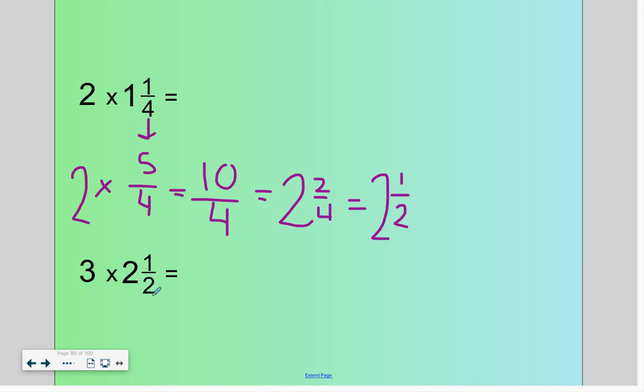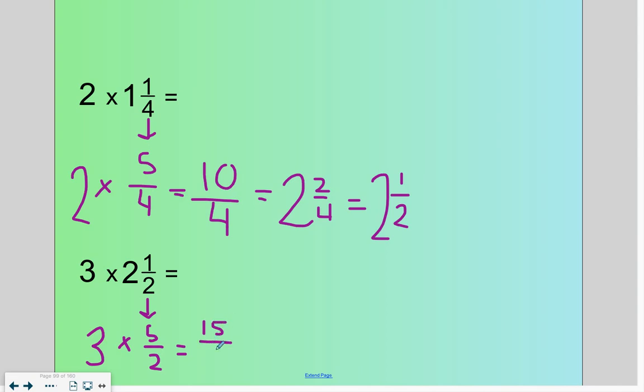3 times 2 1/2. Convert this into an improper fraction. 2 times 2 is 4 plus 1 is 5 halves. 3 times 5 is 15. Keep your denominator the same. 2 goes into 15 7 times with 1/2 left over.